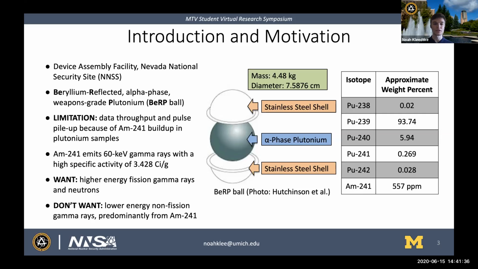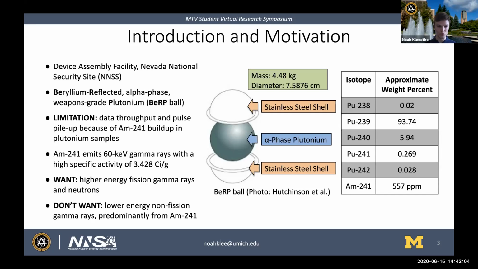We planned on using trans-stilbene organic scintillators for this measurement, and it is known that organic scintillators experience specific limitations of data throughput and pulse pileup when measuring plutonium samples because of the buildup of americium-241. Americium-241 decays to neptunium-237, emitting 60 keV gamma rays with a high specific activity.